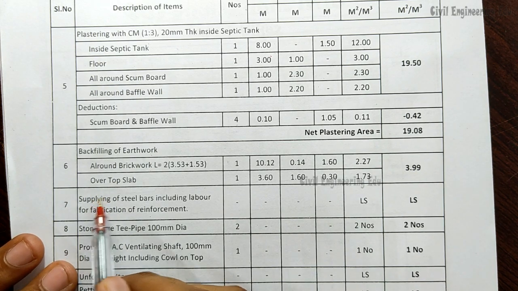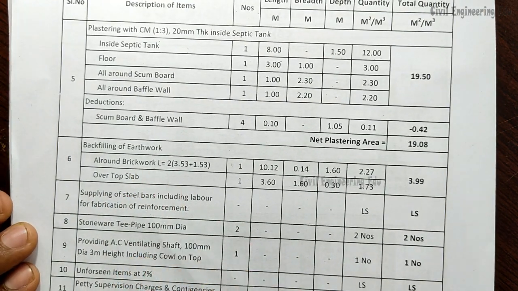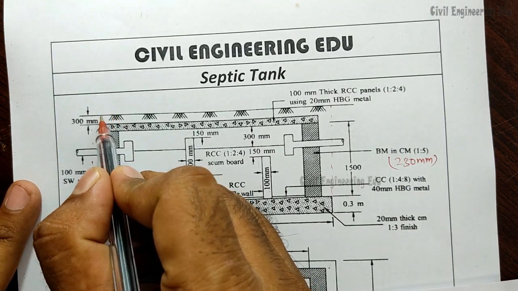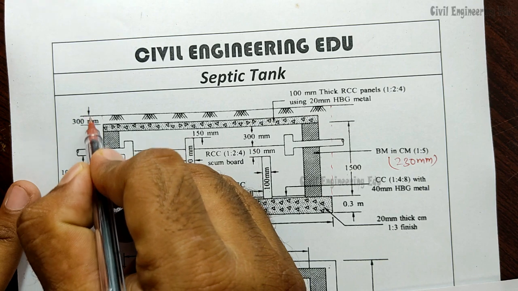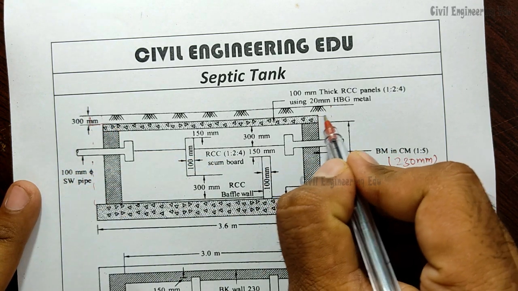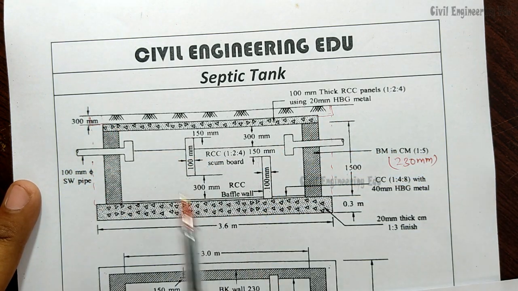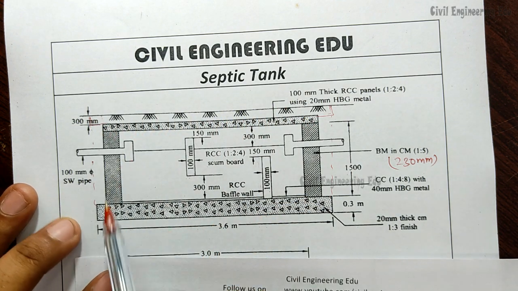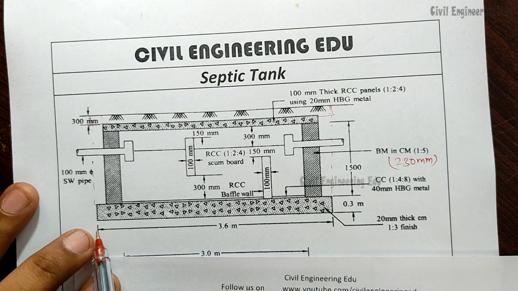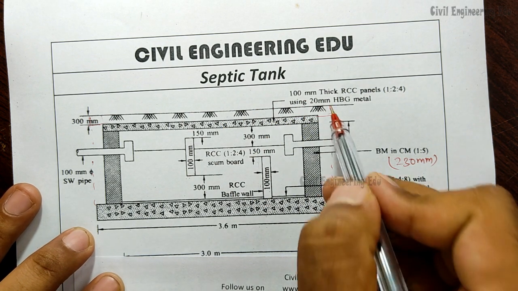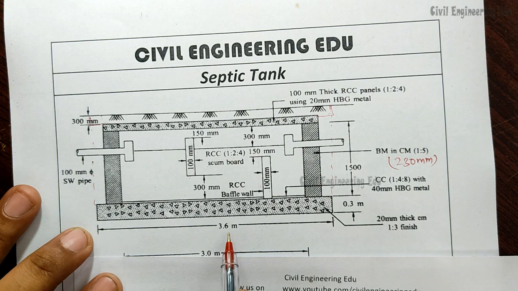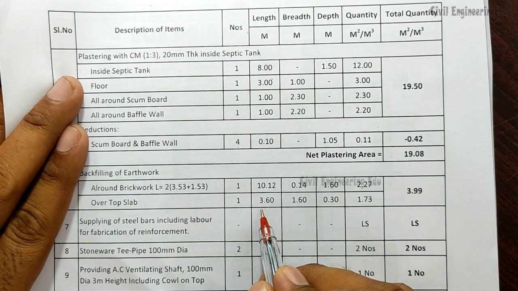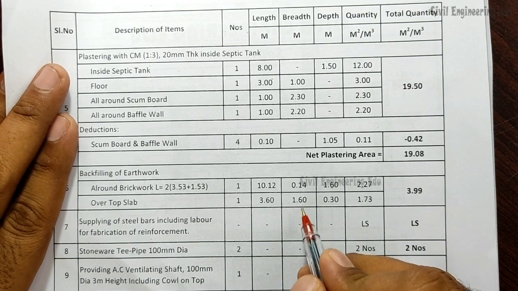Next one is over the top slab. How to calculate over this top slab? This particular portion, from here to here, we have to again refill. So how can we calculate? Directly we can take the dimension from here to here. From here to here it is 3.6 meter, and on the other side it will be 1.6 meter. So 3.6 and 1.6 is the dimension.